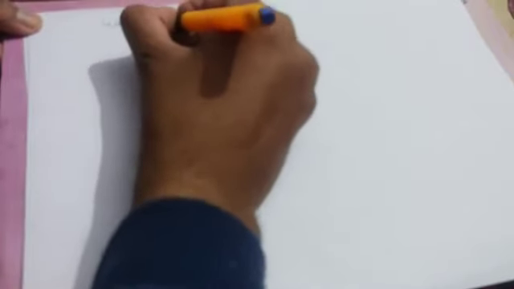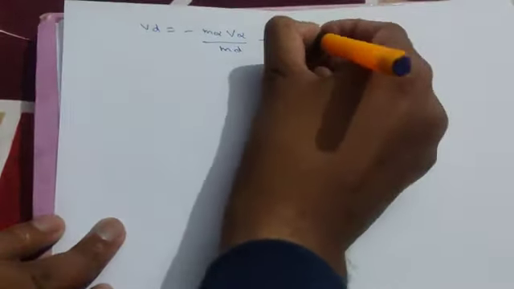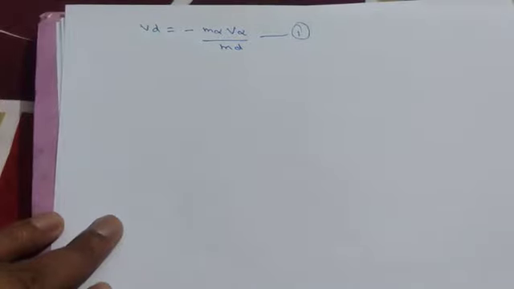So what we had from the previous page is vd equal to minus m alpha v alpha by md, equation 1. This is what we got from the previous page.